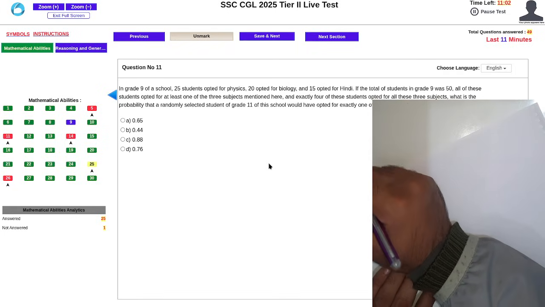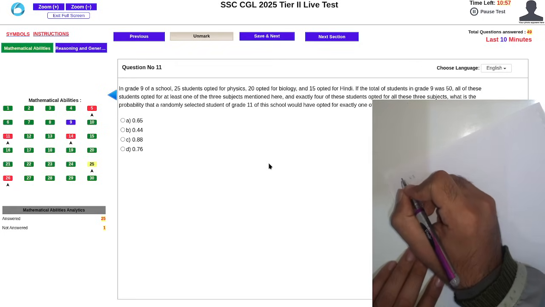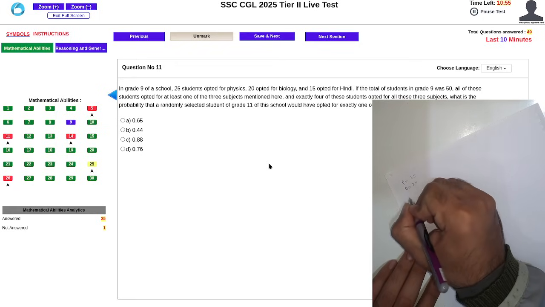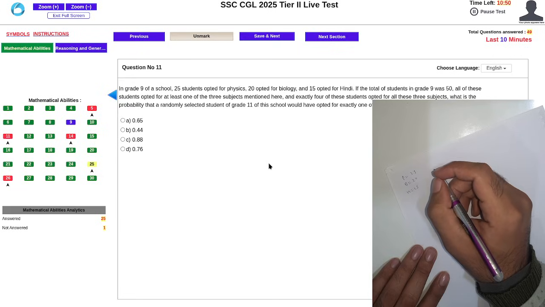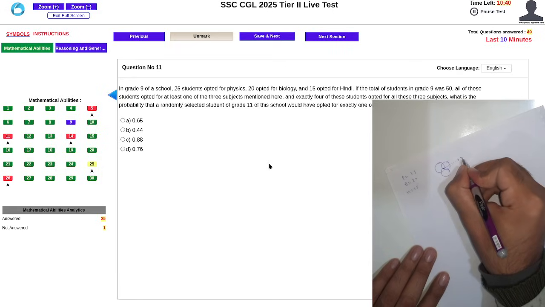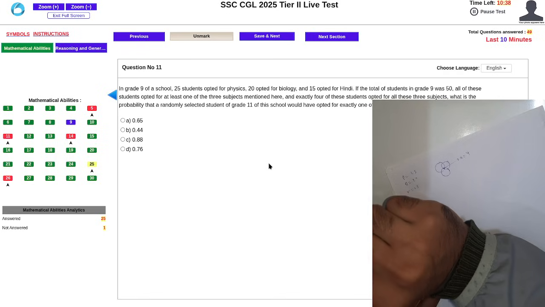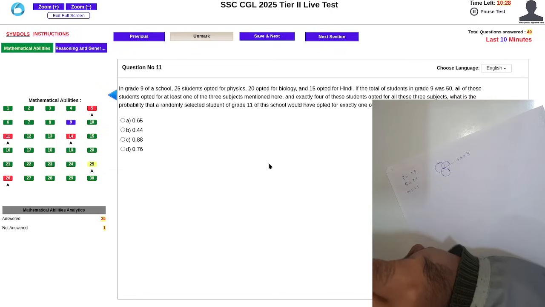In grade 9 of school 25 for physics, 25 for biology, 20 for Hindi 15. If the total students in grade 9 was 50, all of these students opted for at least one of the three subjects considered, and exactly 4 of these students opted for all three. Exactly 4 of these students opted for all these 3 subjects. And the probability that a randomly selected student of any of these school would have opted for exactly one of these 3 subjects.